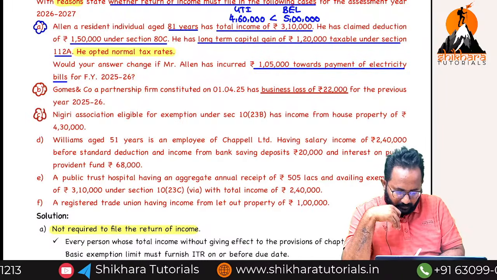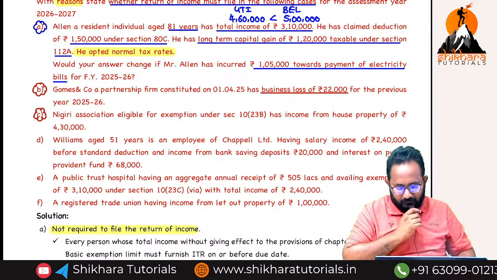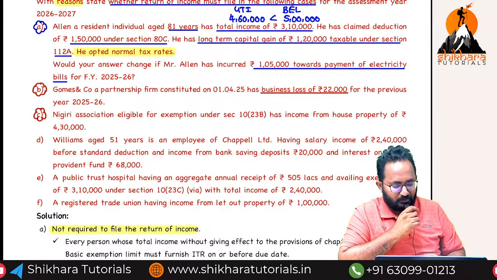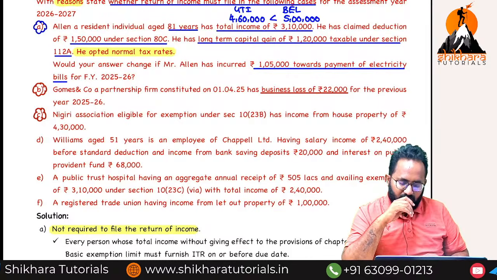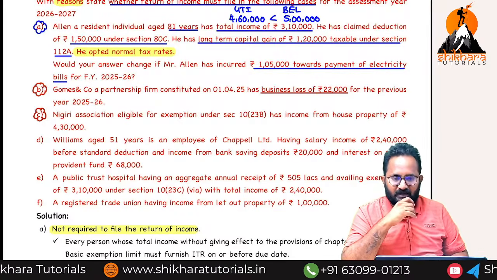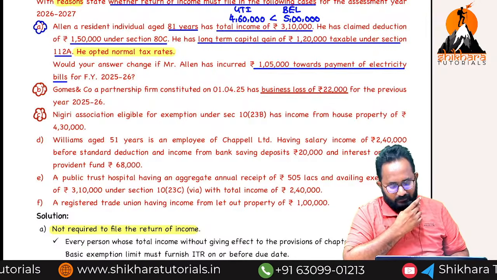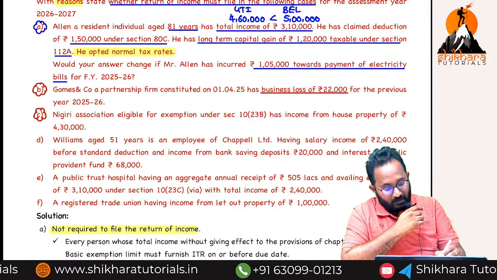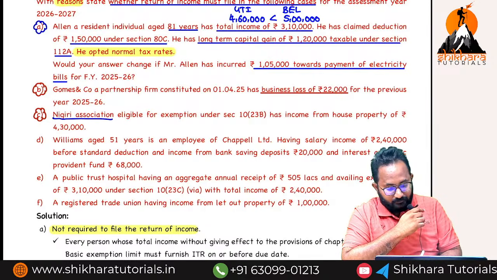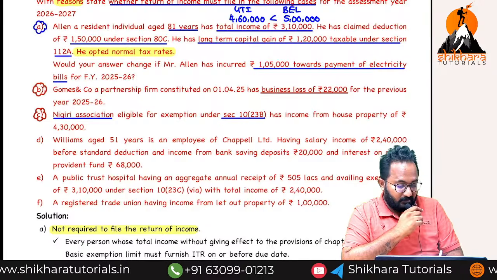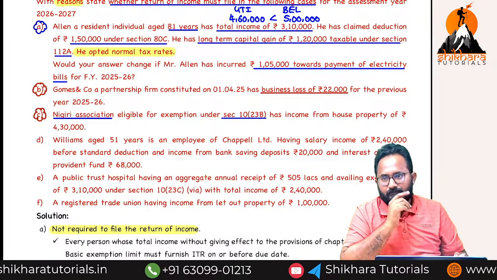Now, see. Tell me, Ma. An association eligible for exemption under section 10 subsection 23B has an income from house property of 4,30,000. Tell me, Ra. Yes, sir. The association has exemption under section 10, and they have house property income.